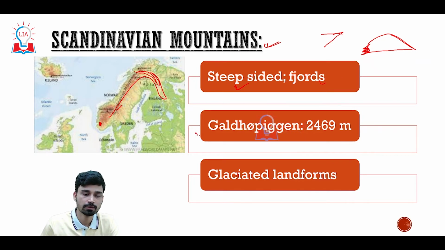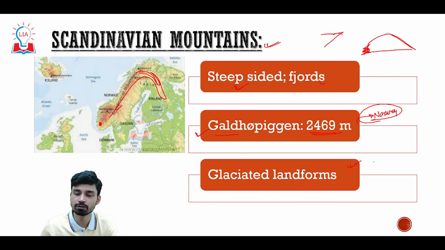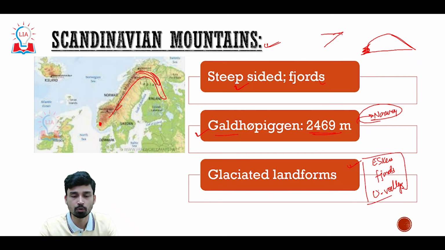The highest peak of this particular mountain system is called Galdhøpiggen, at an elevation of 2469 meters, situated in Norway. And these mountain systems are very well known for glaciated landforms. For example, you can find a lot of eskers, a lot of fjords, and also a lot of glaciated U-type valleys in this particular Scandinavian mountain system.